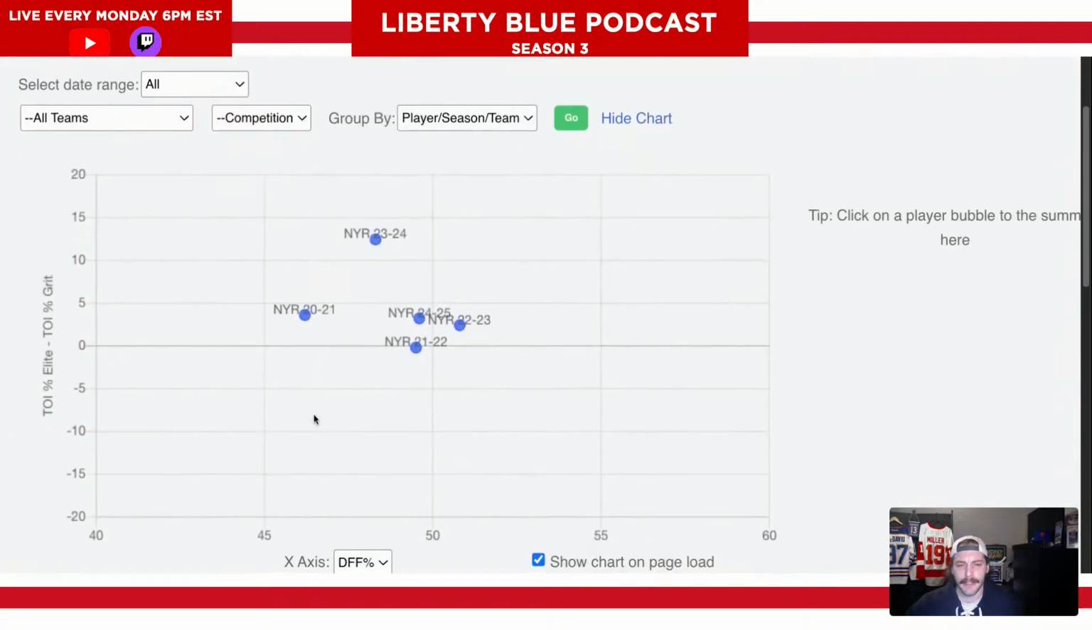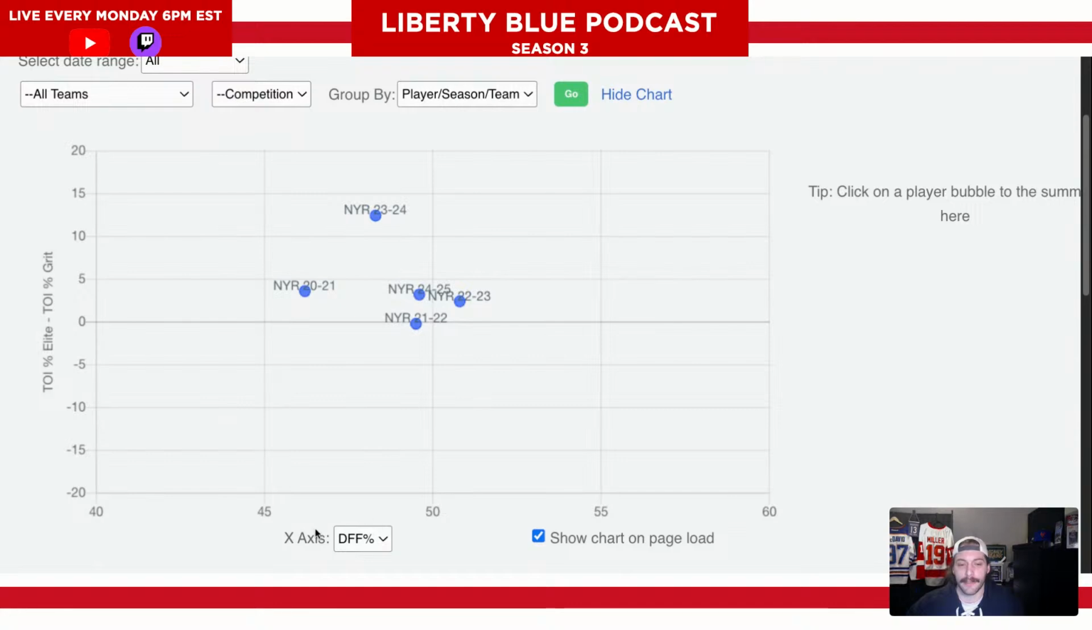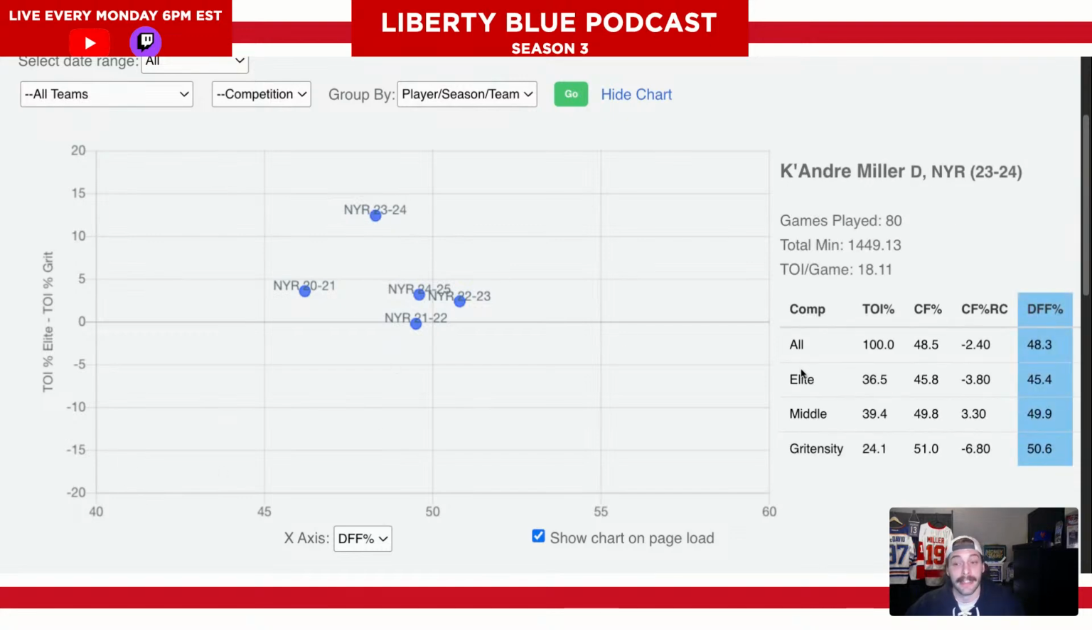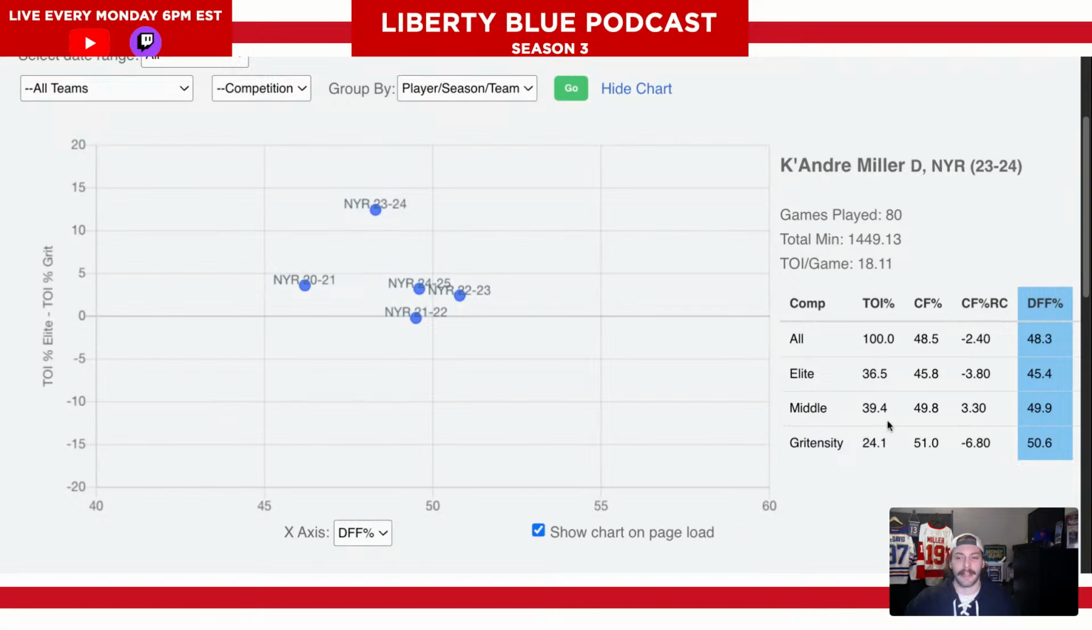So this scatter plot charts dangerous Fenwick, which is just a fancy way of saying good scoring chances, and then up and down. The further vertical someone is, the more their ice time is against lower quality players. The further they are down, the more quality of competition they are getting. And now you'll see this season, Keandre Miller is playing the lowest quality of competition of his entire NHL career so far, and he's relatively not that much better. You know, a rookie this tier, not a lot of competition against quality opponents.